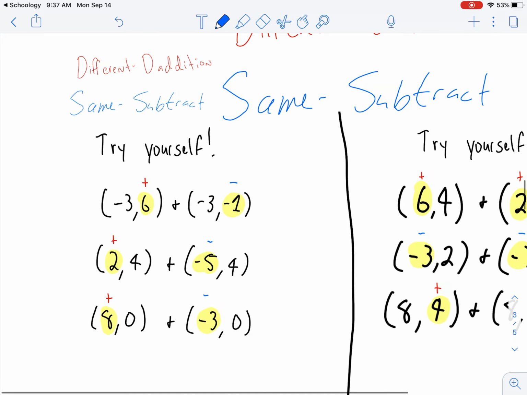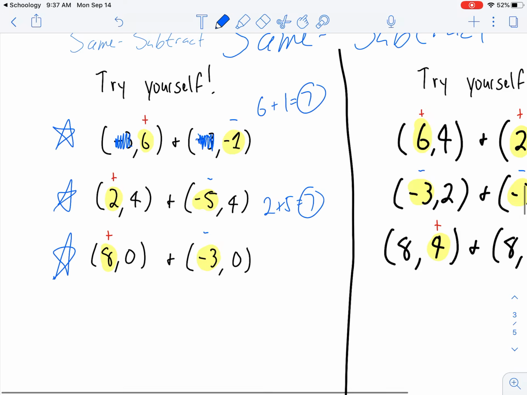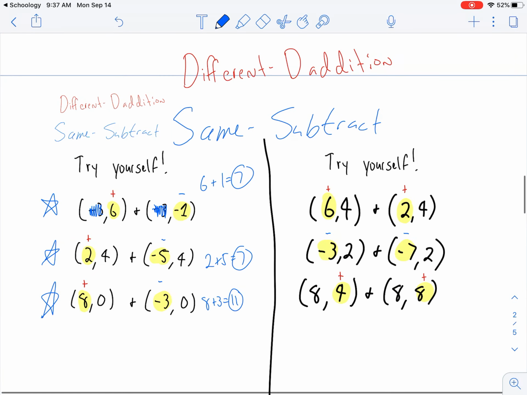Okay, so there we have, I'm looking here. I have a +6 and a -1. I can ignore these -3s. They just tell me I'm looking at a straight line. There they are different signs. Different is addition. So 6 + 1, 7. Here, positive and a negative. 2 + 5 is 7. And then here, you have a positive and a negative. 8 + 3 will make 11. So those are all the different signs here.